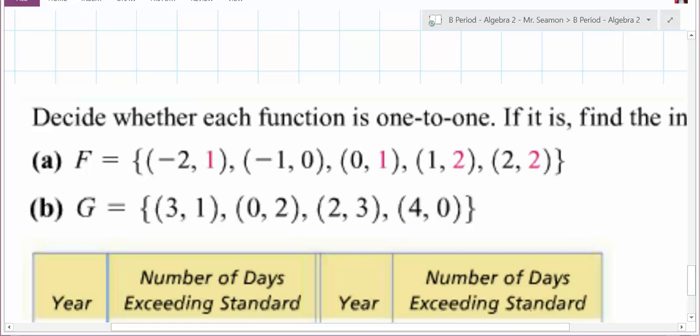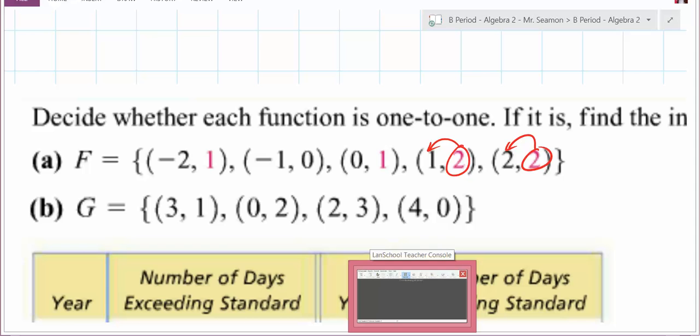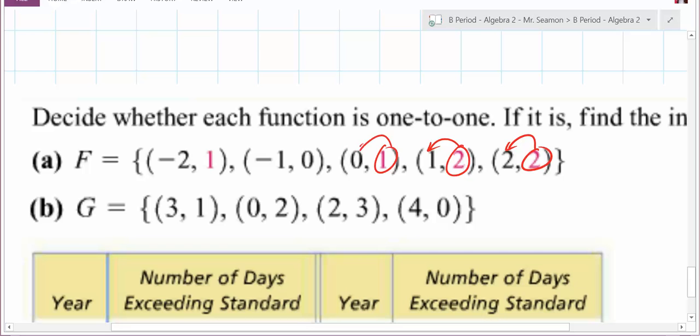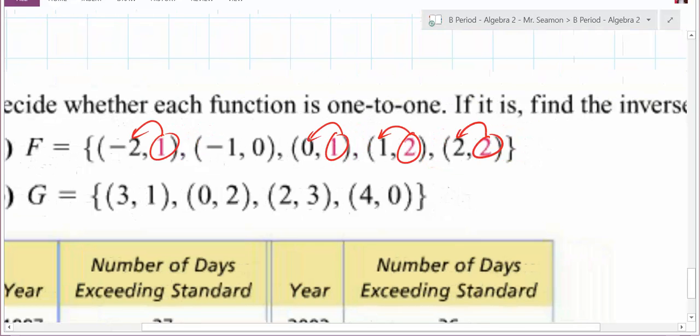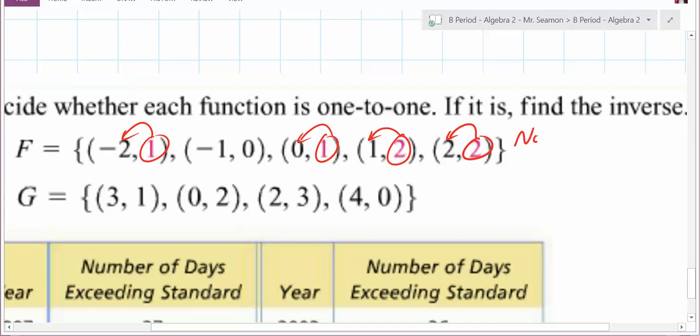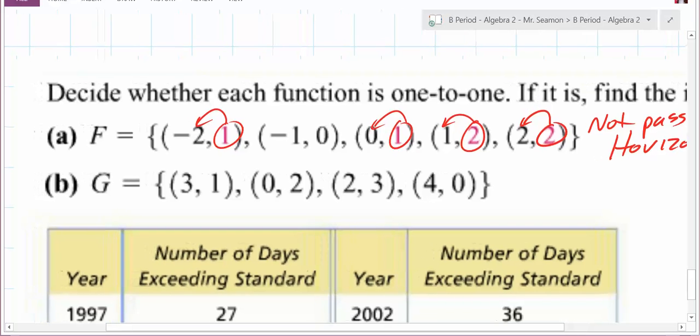I guess there's more than one x that points to the same y. Right, so look at what you have here. 1 goes to 2, so you have both of these 2s. 2 goes to this, and 2 goes to 2. You can't duplicate at all. You have it with a 1, and also with the other 1. 1 goes back to 0, and 1 goes back to this. So what test would this not pass? Horizontal. Correct. What about g?